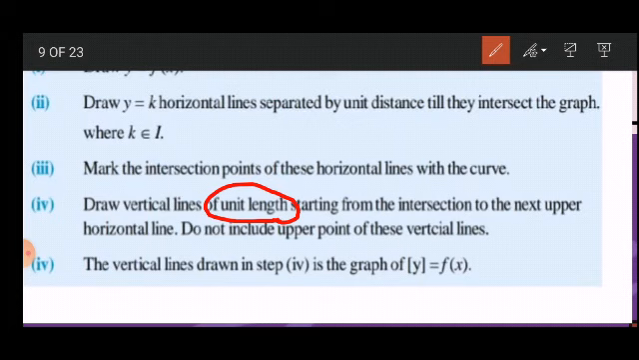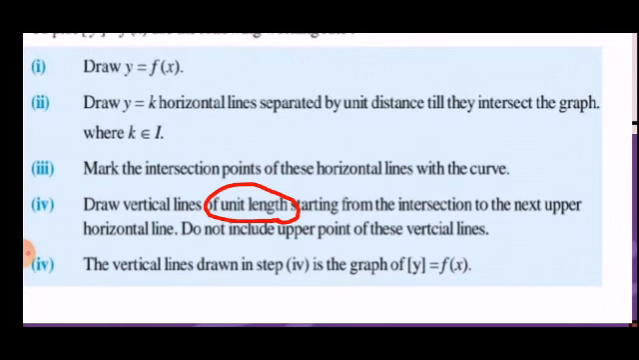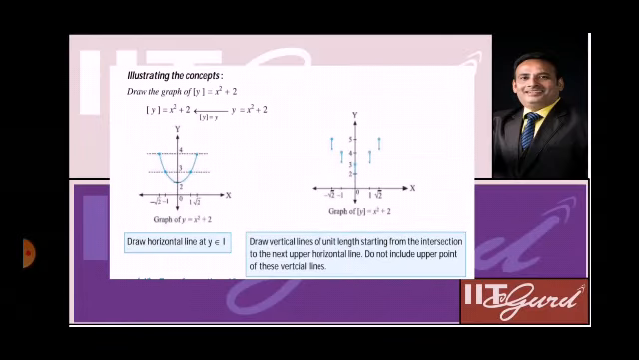Where is the hole? As in the horizontal lines, where on the right side we put holes instead of points, in the upper portion of these vertical lines we put the holes here. Do not include the upper point of these vertical lines. The vertical lines drawn in step 4 are the graph of gi y equal to fx. This is the graph of gi y equal to fx.